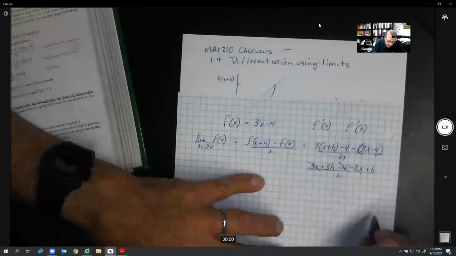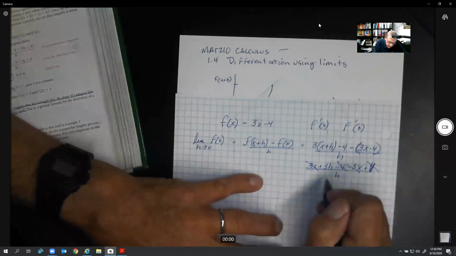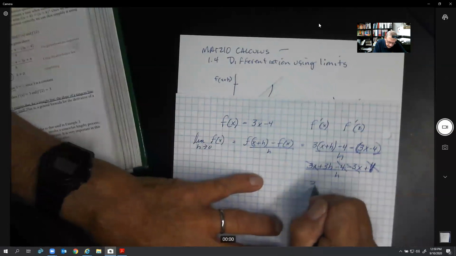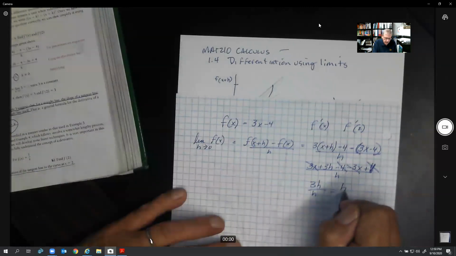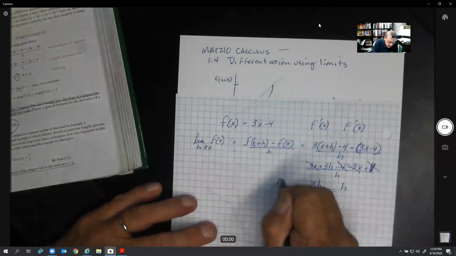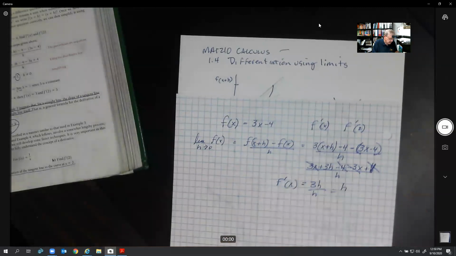This negative 4h, negative 4 should cancel out. That would have an h there. Positive 4, there we go. So this should be 3h over h, which simplifies to just h. Okay, so function prime x is h.